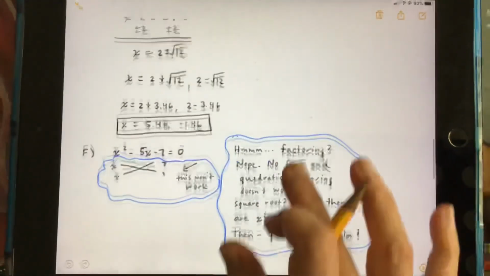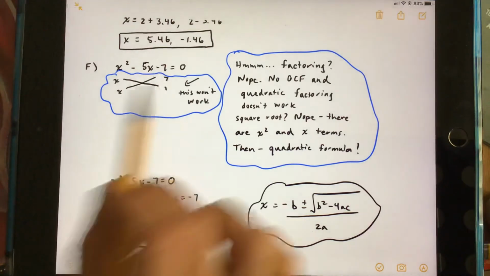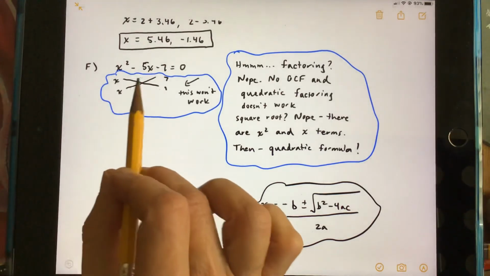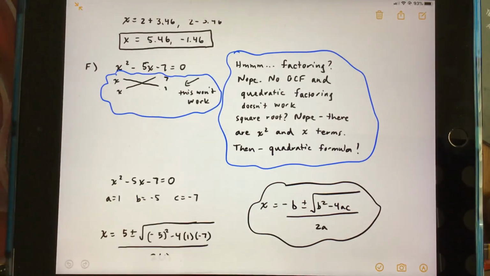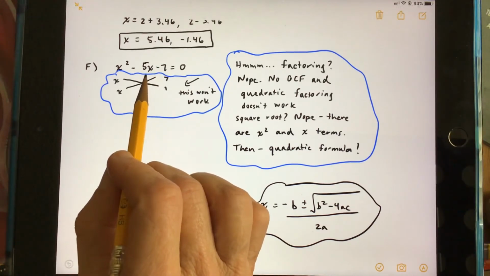All right, how about this one, letter F? Well, it looks like one of these equations equal to 0 that we can try factoring. But when we try our quadratic factoring, it doesn't work. And there is no greatest common factor to x squared minus 5x and minus 7. The greatest common factor would be 1. So factoring isn't going to work here. What about taking the square root? Well, that won't work either because we have both x squared and we have a negative 5x term.